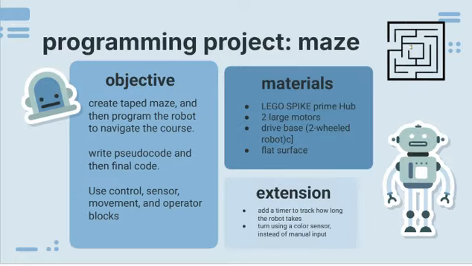And another programming project is the maze. So the objective is to create a tape maze and then program the robot to navigate around the course. Write pseudocode and final code and use the control, sensor, movement, and operator blocks. The materials you're going to need are again the Spike Prime Hub, 2 large motors, a 2-wheeled robot as a drive base, and a flat surface. The extension would be to add a timer to track how long the robot takes. Try using a color sensor instead of manual input. So there's just so much you can do with it. So just try your best and explore your creativity.